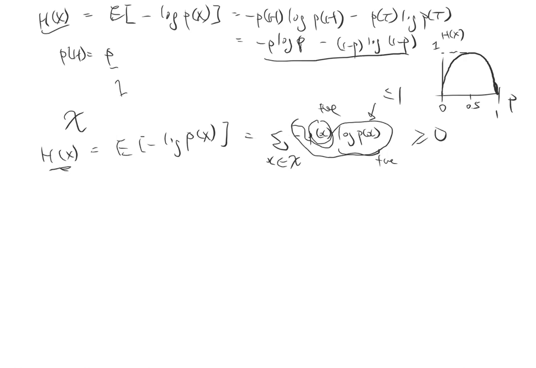Now the problem here is, let's say if x is continuous, so if I try to define Hx, what is Hx? Let's say x is uniform from 0 to 1, a uniform distribution, so okay, this should be 1 here.